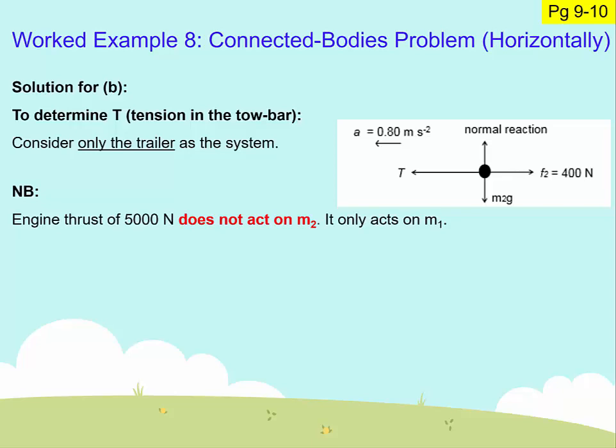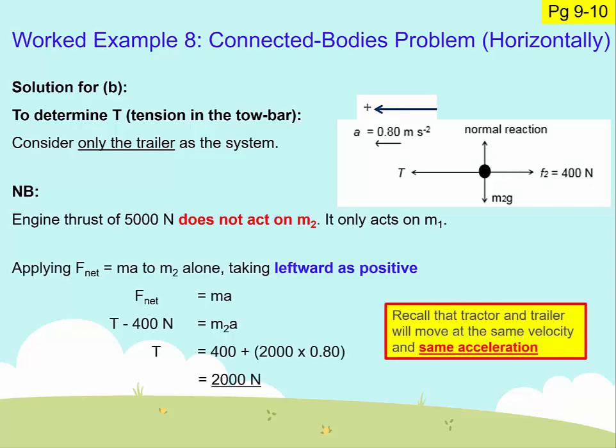Okay, in this case, the trailer is not acted on by the engine thrust. The engine thrust acts on the tractor, and then the tractor pulls the trailer along with tension T. So on the trailer, in the forward direction to the left, it is only acted on by the tension in the tow bar.